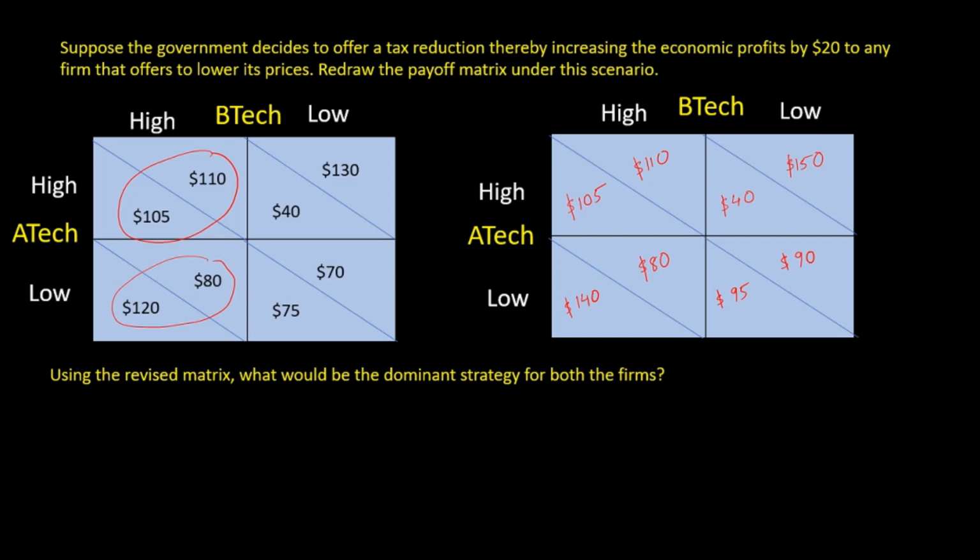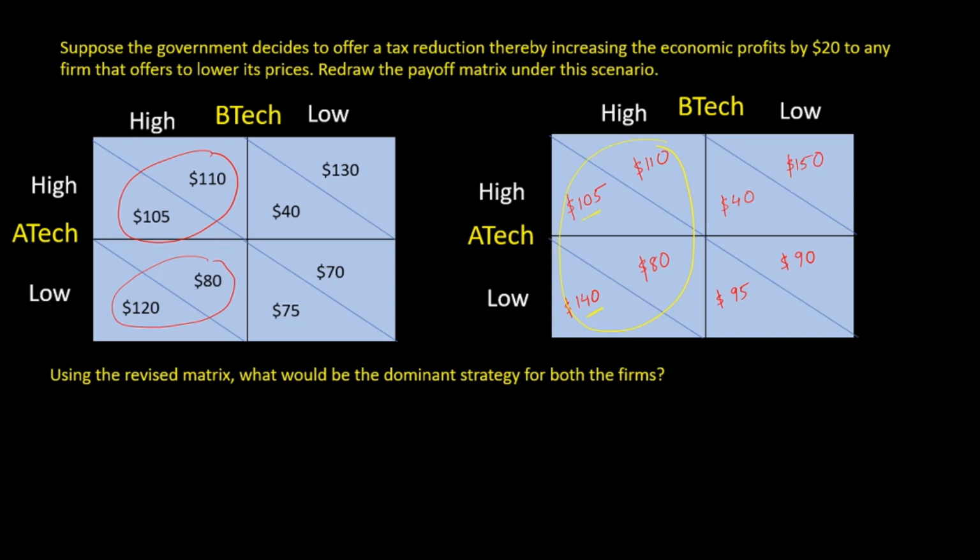Now, given this revised payoff matrix, let's try to find the dominant strategy. To find the dominant strategy, we just repeat the analysis that we did earlier. So let's take the case when firm B Tech goes high. So if B Tech goes high, then I'm here. Now, in this case, if firm A also goes high, then it earns $105. But if it goes low, then it earns $140. So charging a lower price is the best strategy for firm A Tech.